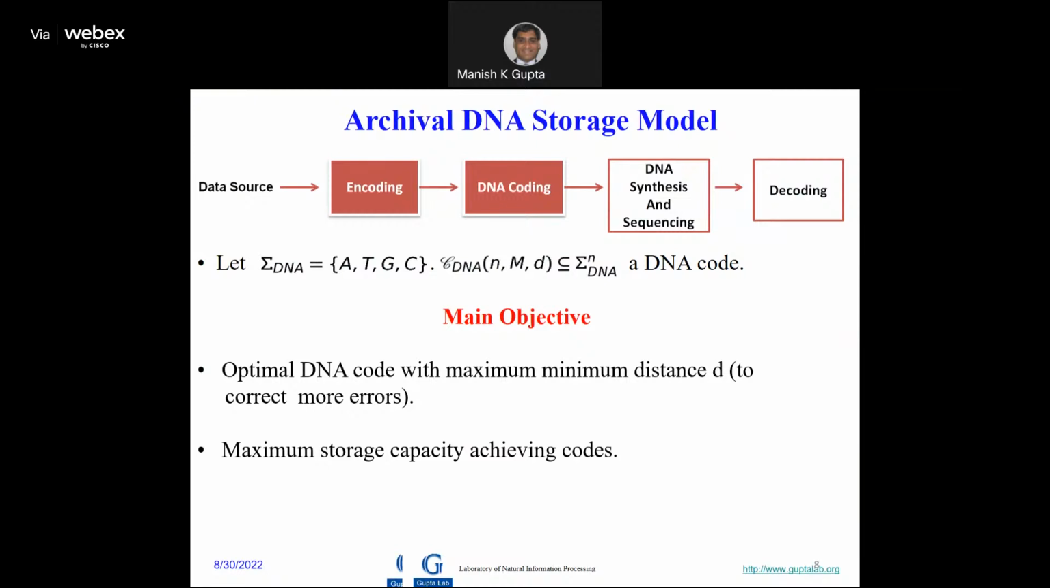We want maximum storage capacity achieving codes. There are two kinds of information density we can talk about. One is physical density. We know that 1 gram of DNA can store 455 exabytes of data. Can we really reach that order? Can we really go and build that system?